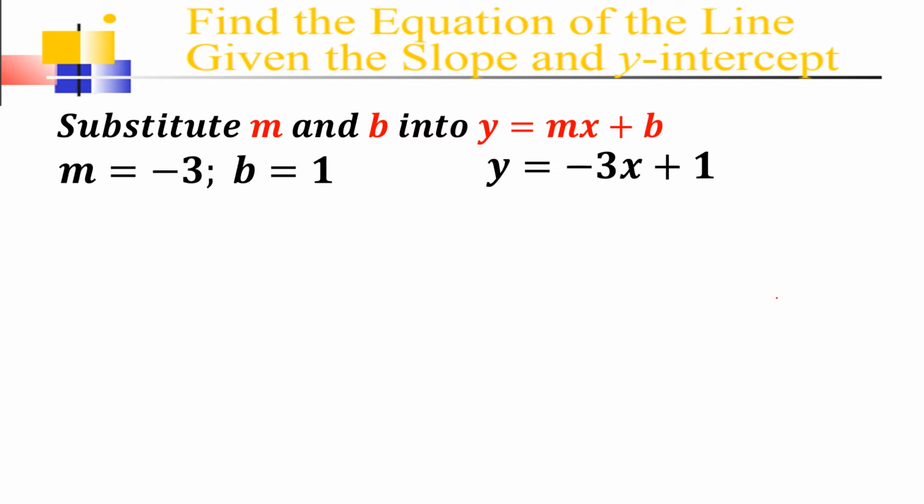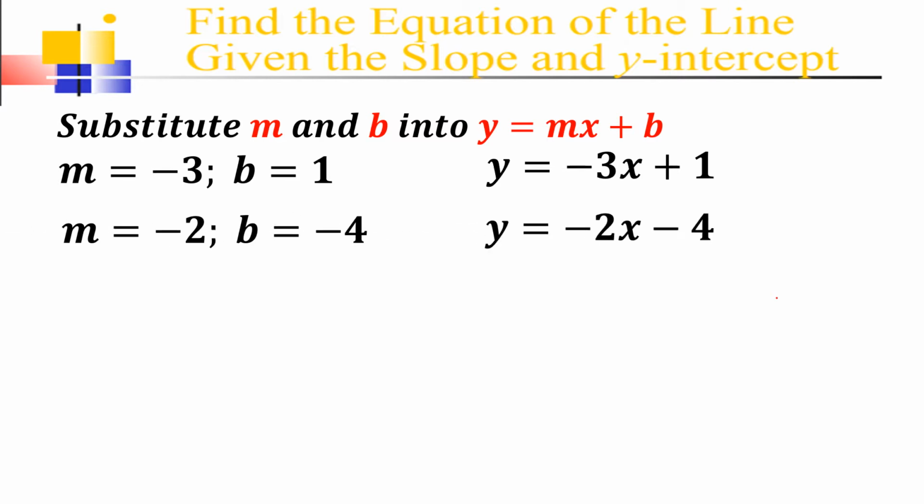Okay, how about if we have m is equal to -2 and b is equal to -4. The equation of the line will be y is equal to -2x minus 4. So you just substitute the given value for your m and of course for your y-intercept, which is -4. Yeah, that will be the equation of the line.